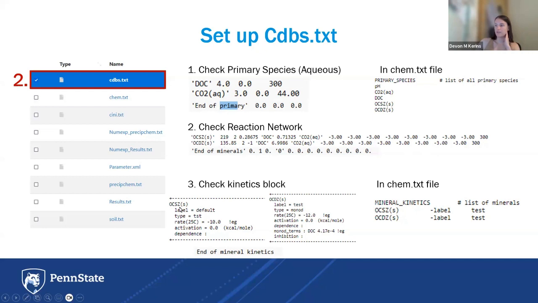So we check that we've told the model to look for our solid phases. We make sure that our labels match. And this label says default, but if you want to look at changing that, we did that in video 2B to run our reaction. And then we can also look here that our organic carbon in the deep zone label test, which matches in our mineral kinetic block, and the type is monod.